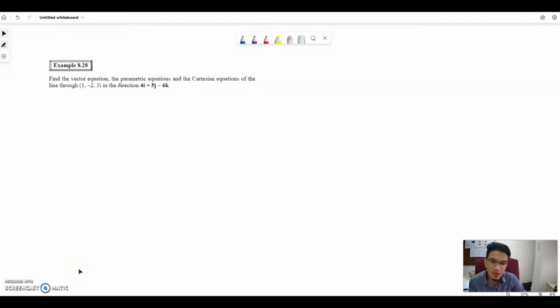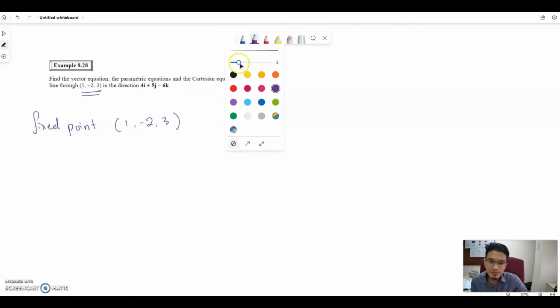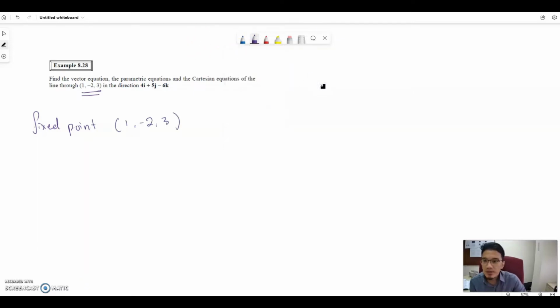Now let's look at example 8.28. The question says find the vector equation, the parametric equation, and the Cartesian equation, so all three types of equation that I already showed you, of the line through the fixed point at (1, -2, 3) and in the direction of 4i plus 5j minus 6k.